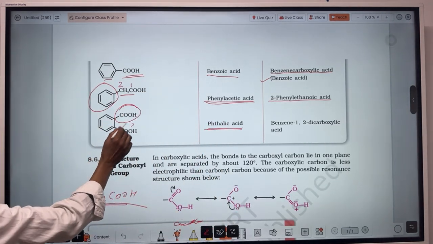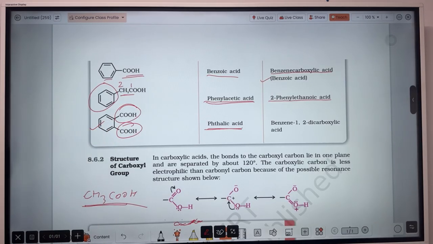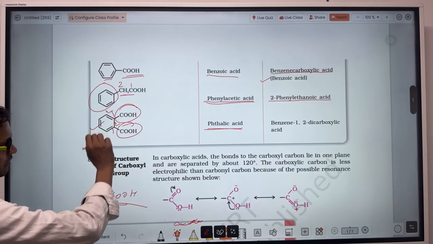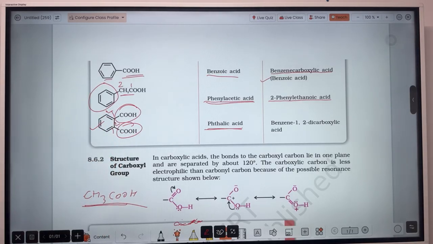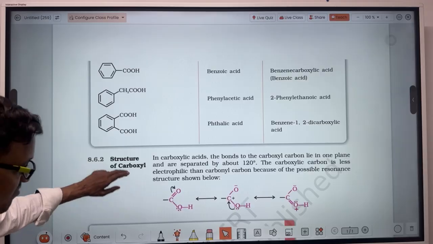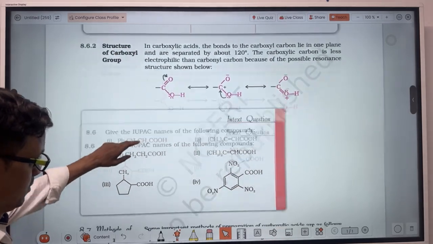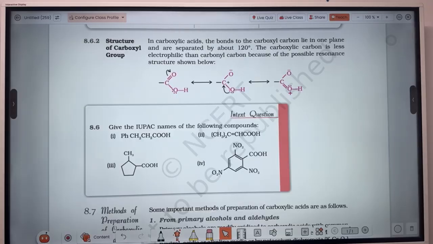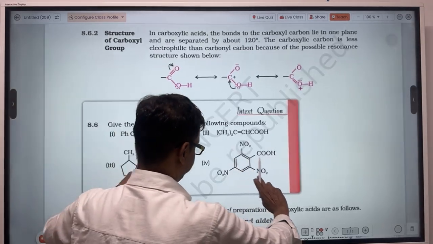Here 2 carboxylic acids are bonded to 1 benzene, so that's why it is benzene-1,2-dicarboxylic acid. Very simple. Whichever way you would like to do the numbering, 1,2 or 1,2, the common name will be the same. Let's see about writing the IUPAC name of this compound. About that I am discussing.